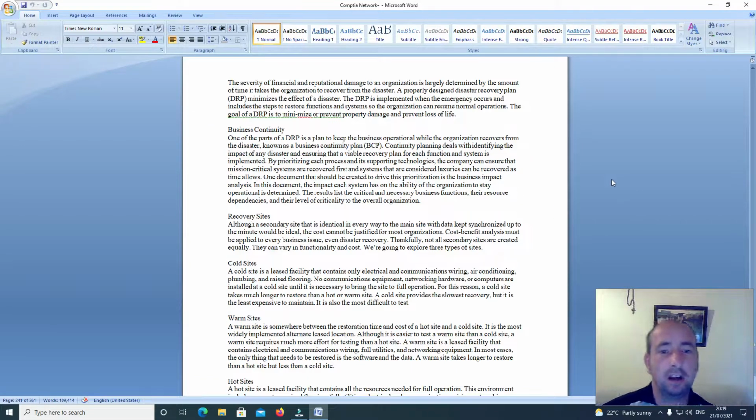The severity of financial and reputational damage to an organisation is largely determined by the amount of time it takes the organisation to recover from the disaster. A properly designed disaster recovery plan (DRP) minimises the effect of a disaster. The DRP is implemented when the emergency occurs and includes the steps to restore functions and systems so the organisation can resume normal operations. The goal of the DRP is to minimise or prevent property damage and prevent loss of life.